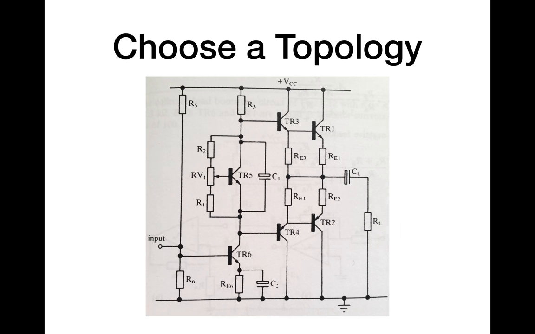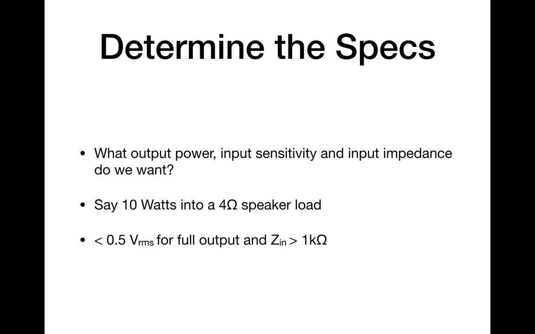So before we get to the details, we have to know the specs of this amp. Namely, how much output power, input sensitivity, and input impedance do we want? To keep this simple, we're going to say 10 watts into a 4-ohm speaker load. Now, you can go higher in ohmage, make it an 8 or 16-ohm. However, you're going to need a higher power supply voltage to get the same power. So to keep the power supply voltage reasonably low, we're going to use a 4-ohm speaker. And we want half a volt RMS input for full output. And we want the input impedance to be greater than 1 kilo-ohm.